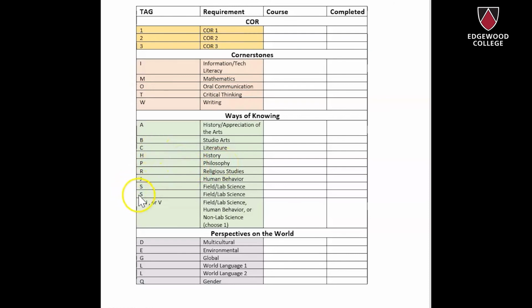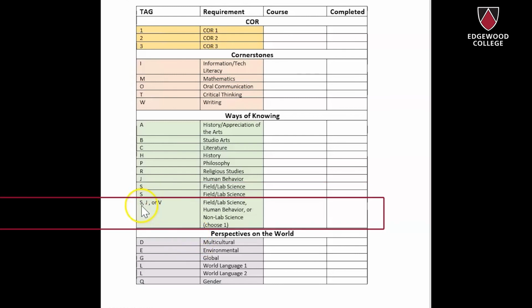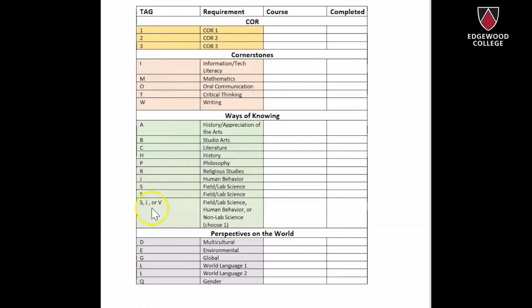Also, you'll see we have 2 lab sciences that we need to take. Both of these science classes, that's 2 semesters, have to have labs with them in order to count. And then you'll see right here there's another S, J, or V tag. This does not have to be a lab. You can choose another J, another S, or another V tag.